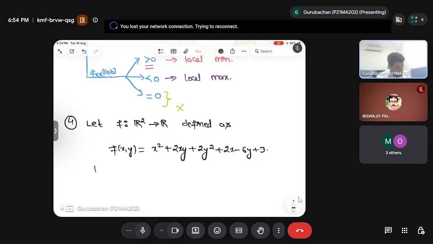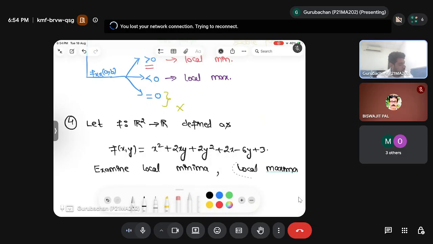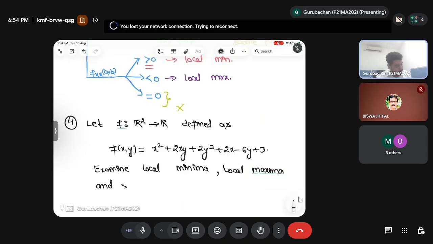Then examine local minima and local maxima, and what will be the third possibility? Saddle point. Try this one with the above mentioned test. I'll be back in a minute.